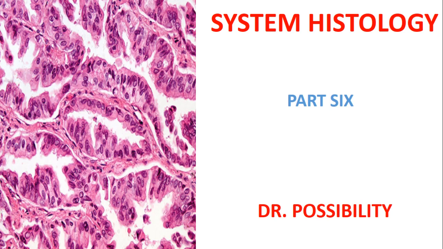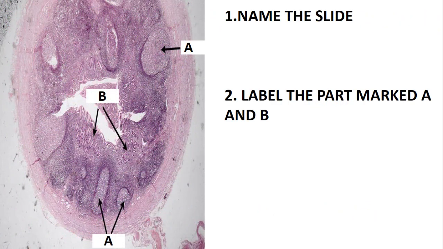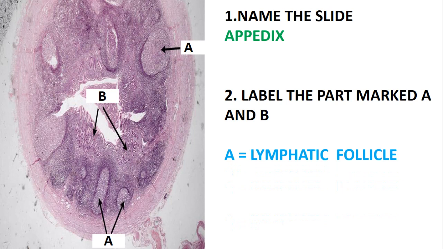In this tutorial, I'm just going to do my part 6 of system histology. So let's quickly look at the identification and labeling of a few slides. The first question is, name the slide. If you look at this slide, this is just the appendix. Label the part marked A and B. A is just the lymphatic follicles or the lymphatic nodules. And B is just the mucosa.